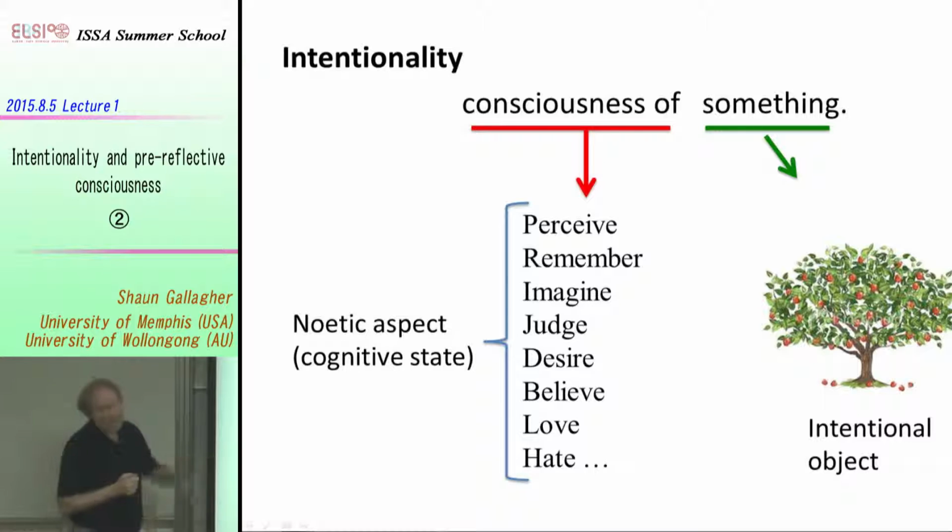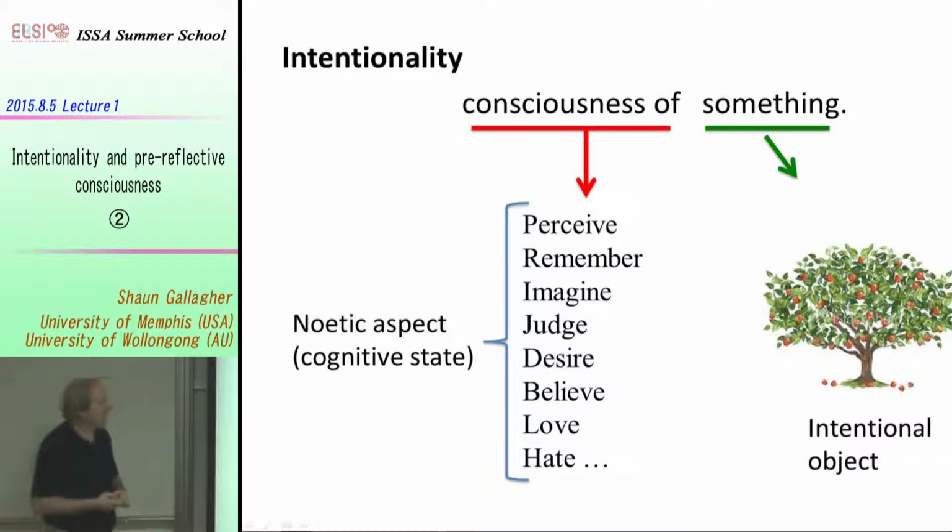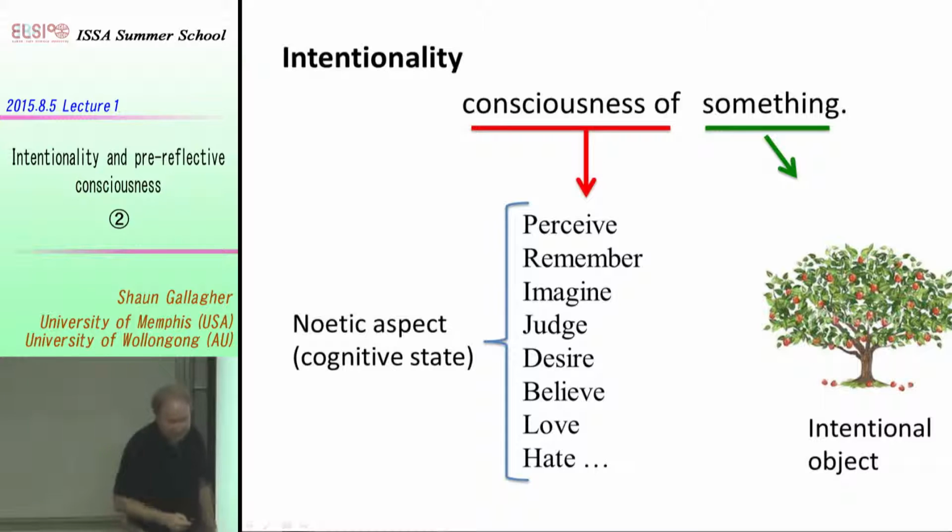So here's a technical term, which comes from the Greek. Philosophers like to use a lot of Greek terms. Noesis is just the Greek term for thinking. So Husserl called this the noetic aspect of consciousness. We can think of it as the cognitive state of perceiving or remembering or imagining. So this part here, the consciousness of, is this noetic aspect of conscious experience.